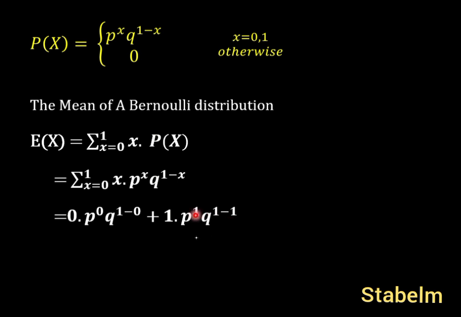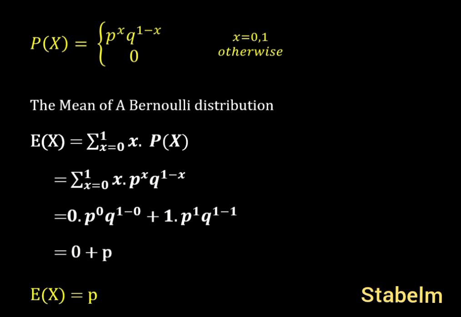Then we deal with the second term. 1 minus 1 gives us 0, and q raised to power 0 will definitely give us 1. That is, 1 times p raised to power 1. So we have 0 plus p, which gives us p. Which means the mean of a Bernoulli distribution is p. This is how to derive the mean from the probability mass function of the Bernoulli distribution.